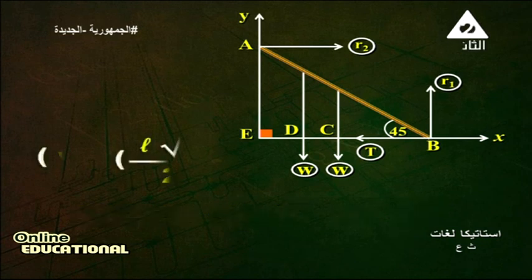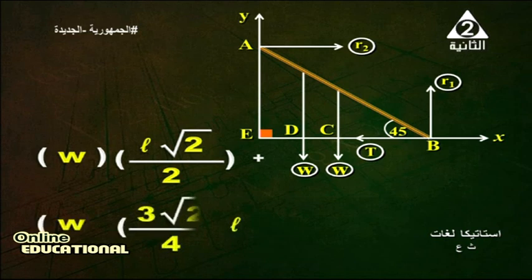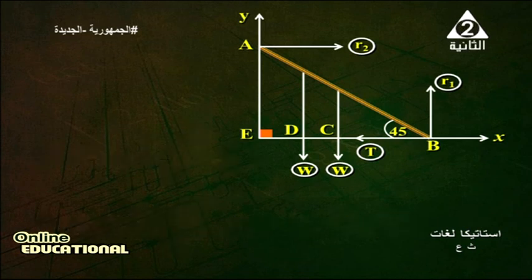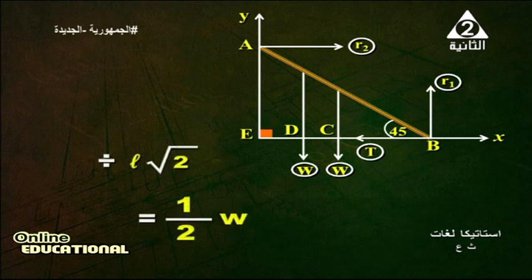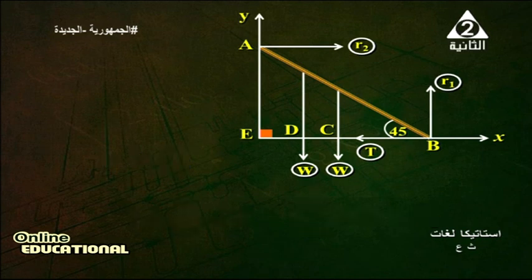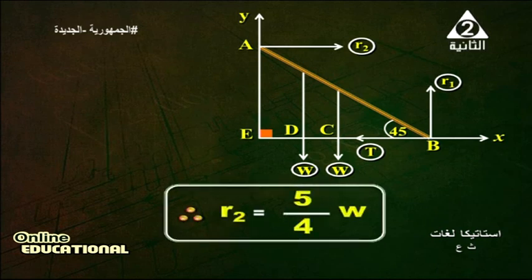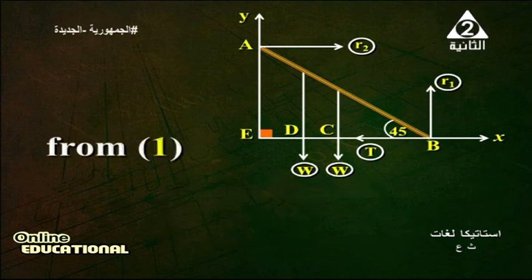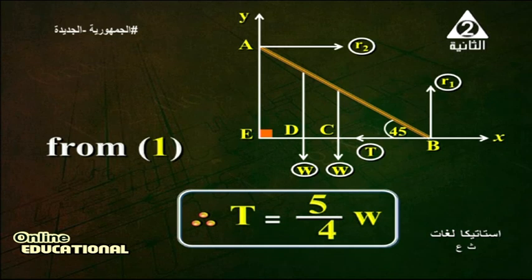By substitution in the moment equation: W times L root 2 over 2 plus W times 3 root 2 over 4 L minus R2 times L root 2 equals 0. Divide each term by L root 2: a half W plus 3/4 W equals R2. Therefore, R2 equals 5 over 4 W. From equation 1, T equals 5 over 4 W.